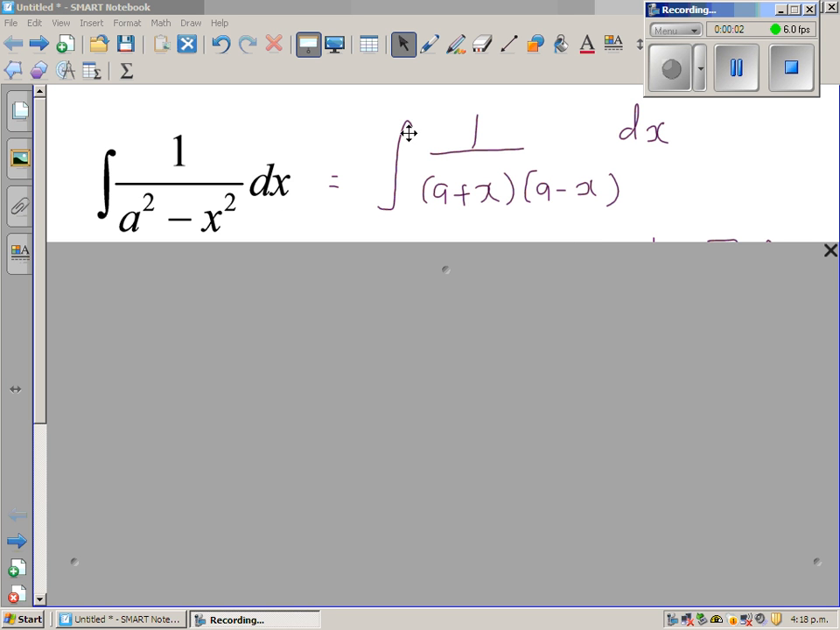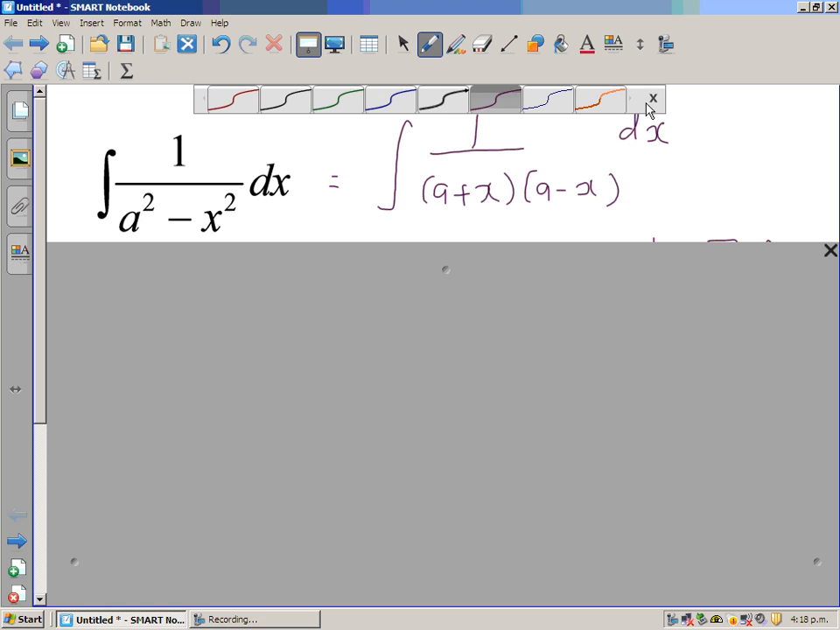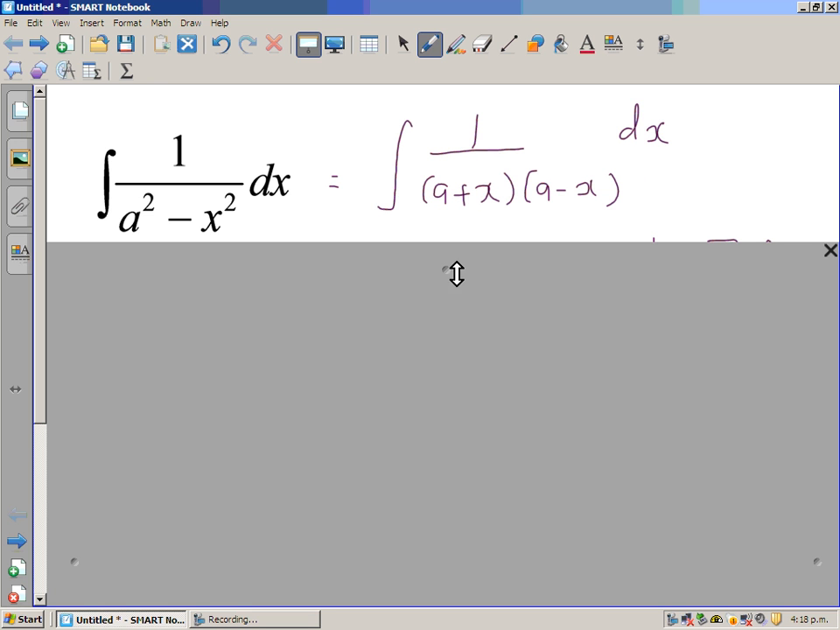Let us look at the integration of 1 over a squared minus x squared dx. Okay, so here, using the difference of two squares, I can write this as a plus x times a minus x dx. Well, the next step is interesting. Now I want to write this as the addition of two fractions because I can't integrate in this form.